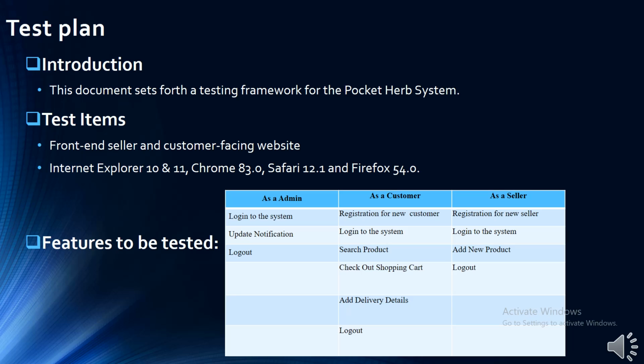The first one is the introduction. This document sets forth a testing framework for the Pocket Herb System. The test items are the front-end, seller, and customer-facing website, and the browsers Internet Explorer, Chrome, Safari, and Firefox. The features to be tested: as an admin, we will test login to the system, update notifications, and log out. As a customer, we will test registration for new customers, log into the system, search product, check out shopping cart, add delivery details, and log out. And as a seller, registration for new sellers, log into the system, add new product, and log out.